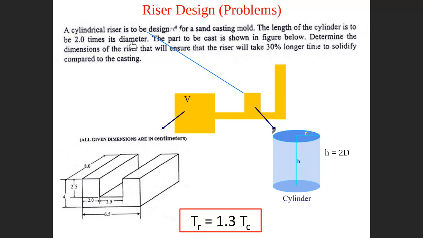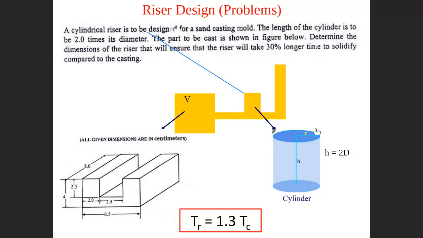The length of the cylindrical riser is too high. So H equal to 2D. It's given like H equal to 2D. This is the cast part, and this is the part that we would like to cast, and the dimensions are given in centimeter, right?